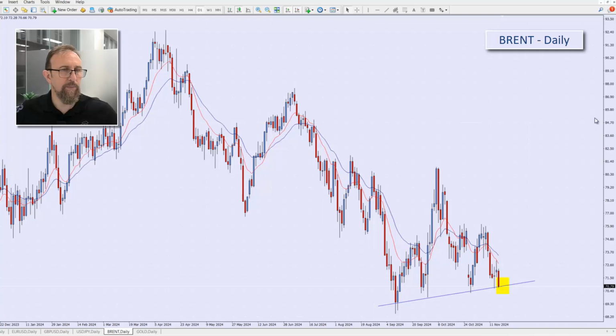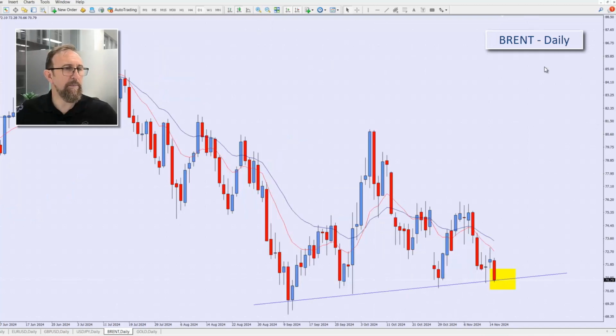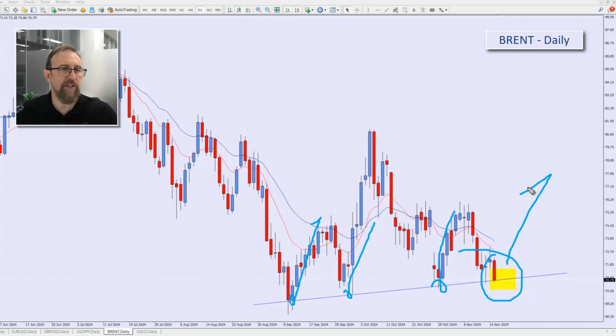Let's look at oil, Brent. All right, let me zoom in a bit tighter. There's a support line here. The market's bounced off that level two times, three times, and we are there right now again. And the question is, can it bounce again?